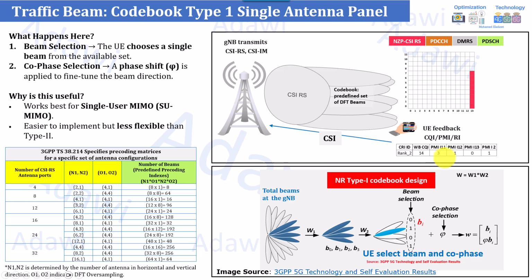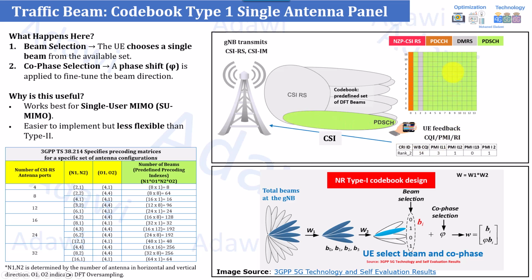For example, here it is telling him I have something called PMI 11 and PMI 12. Those PMI 11 and 12 are 3 and 1. So it's telling him this is my horizontal and vertical beam, and also this is my co-phase, or this is a phase. So based on this feedback, for example, the gNB will know that this is his direction. So I would like, for example, to allocate this particular beam here, which is called physical downlink shared channel, based on this particular feedback. And now the user will start doing his download normally and so on.